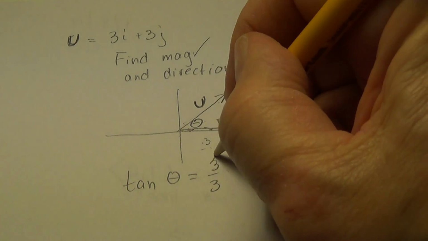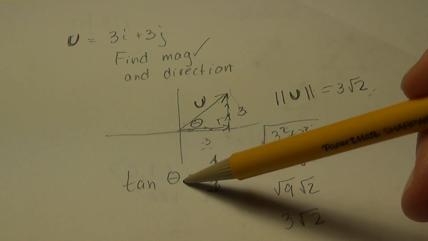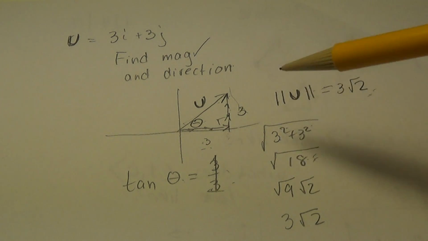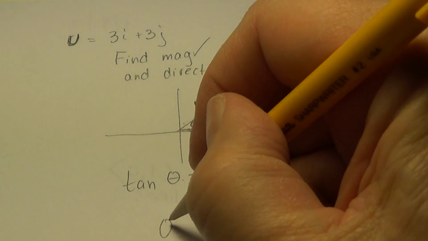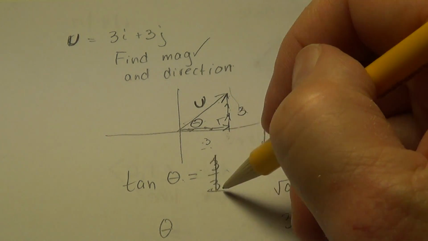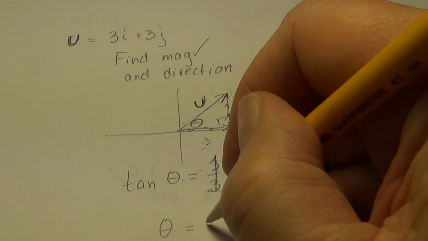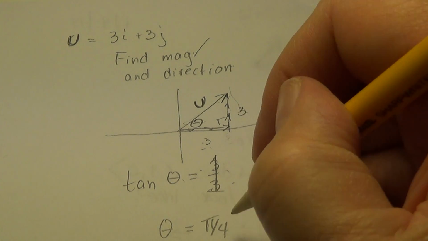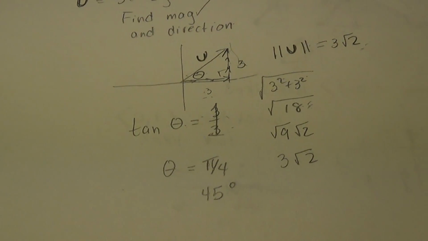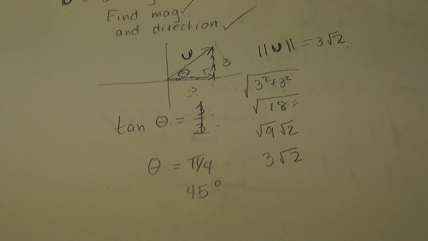So that's really a 1. And our calculator knows what angle has a tangent of 1, and perhaps you do as well. That takes place where the second coordinate divided by the first on the unit circle equals 1. It happens at pi over 4 or 45 degrees. So that is the direction that was asked for. So we got the direction.